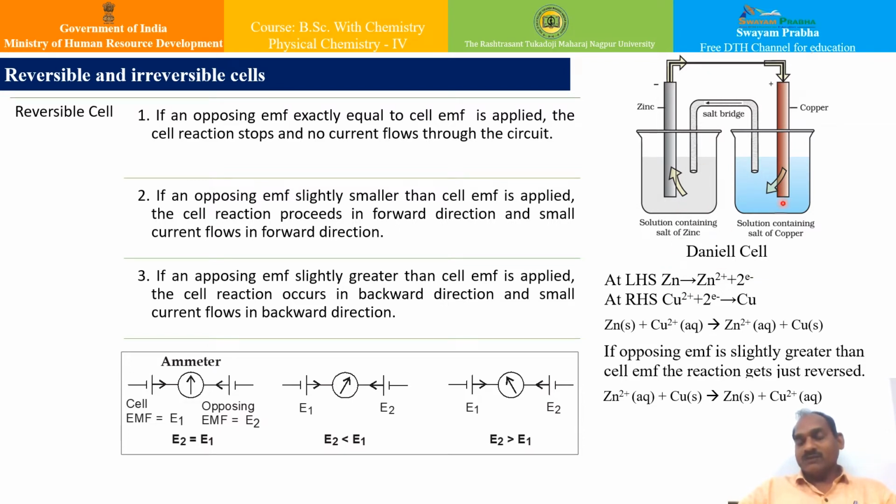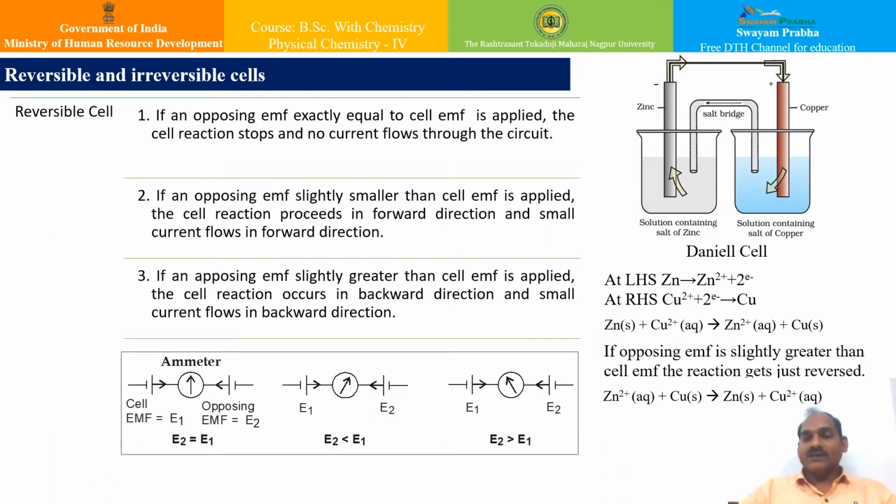So in this particular Daniell cell, if you see, this is the representation of the Daniell cell. So if the opposing EMF is slightly greater than the cell EMF, the reaction gets just reversed in this direction. This is the particular reaction, and if I apply an EMF slightly greater than the cell EMF, it will be reversed in this manner.